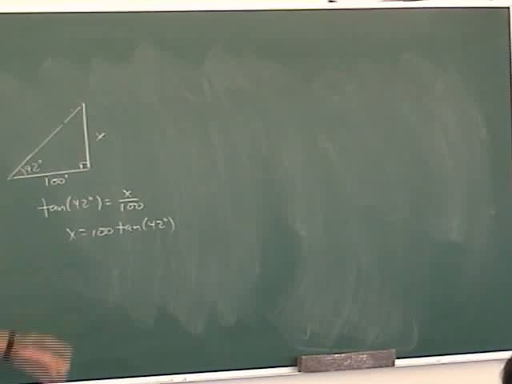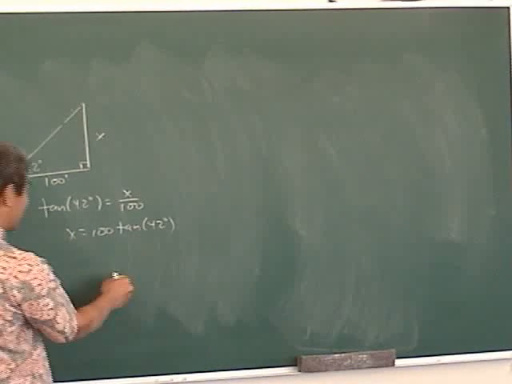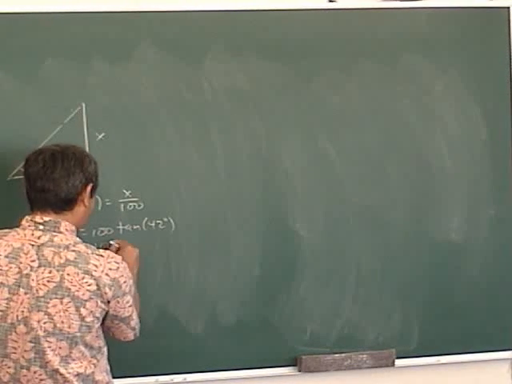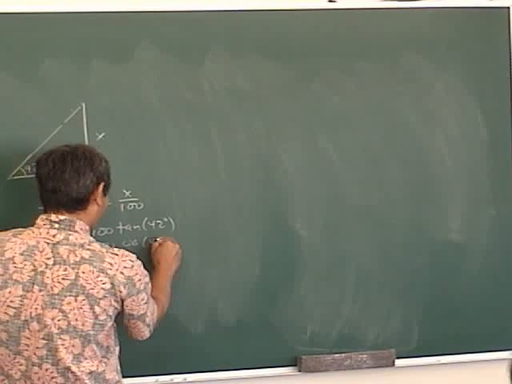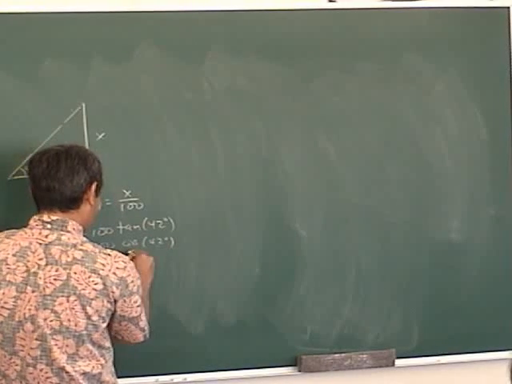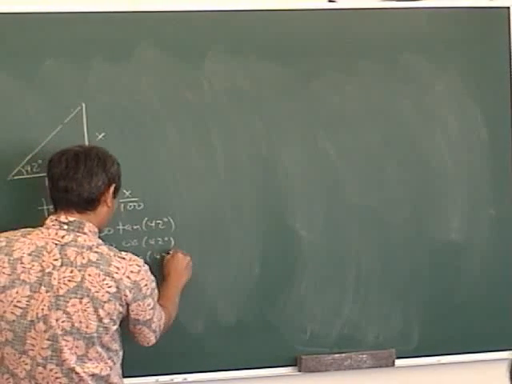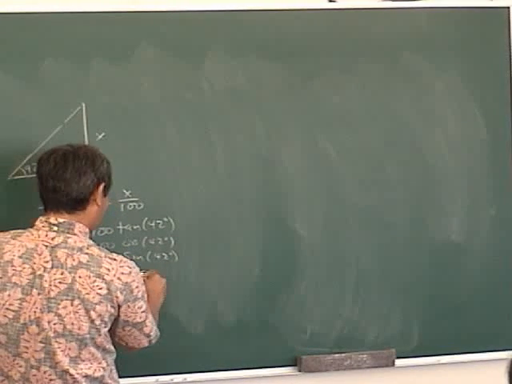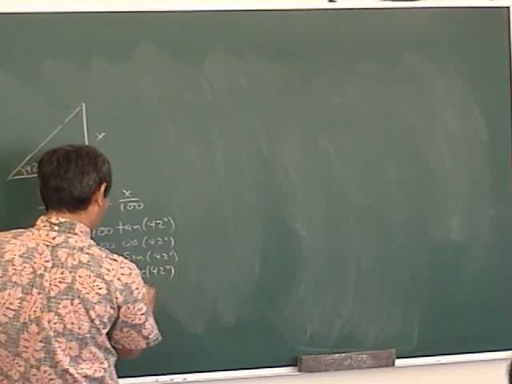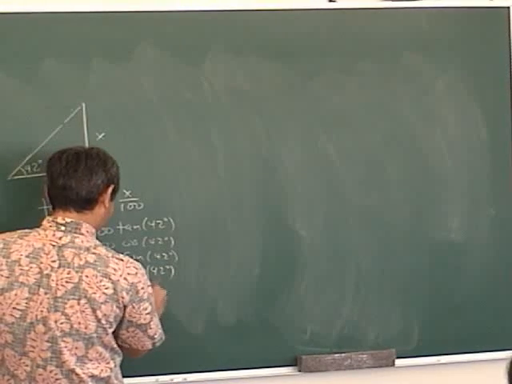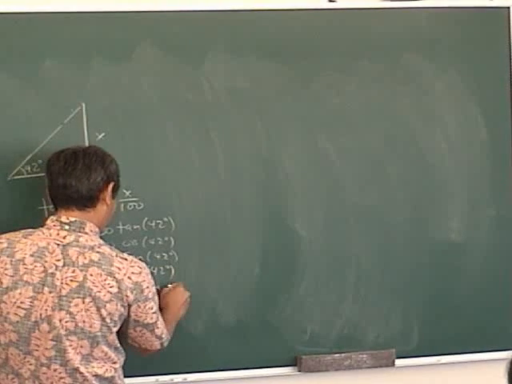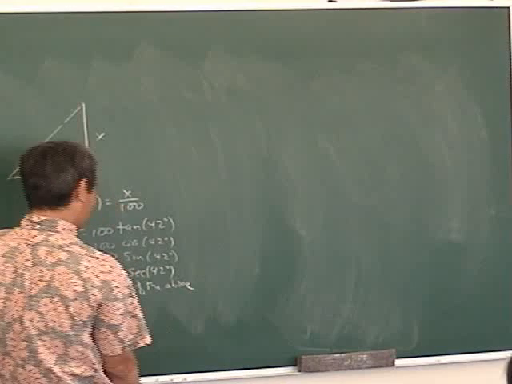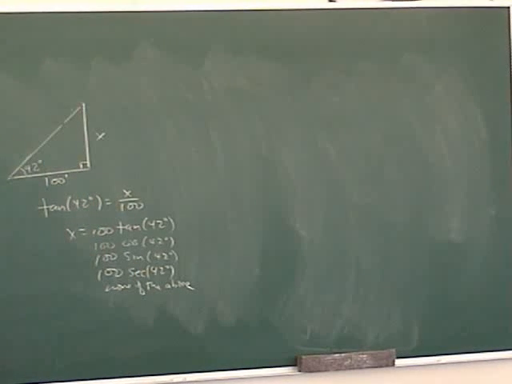In fact, on the ACT, this is how they list their answers. This is A, and then they have B, 42 degrees, C, sine 42 degrees, D, 100 times secant 42 degrees, and then E, none of the above. Of course, pick A, right? You just got to know SOHCAHTOA.